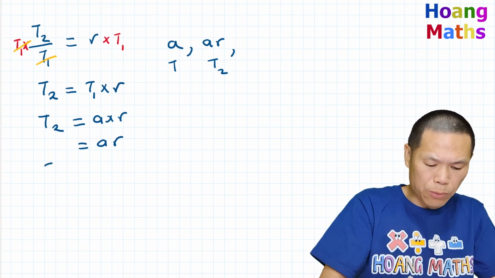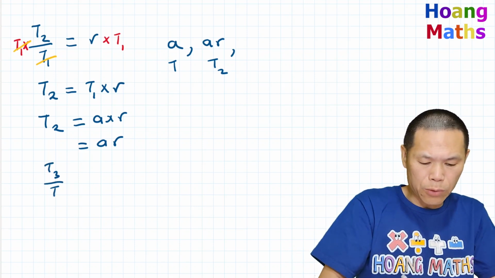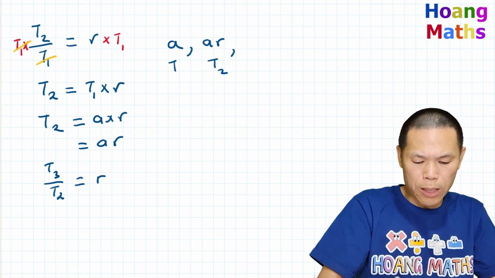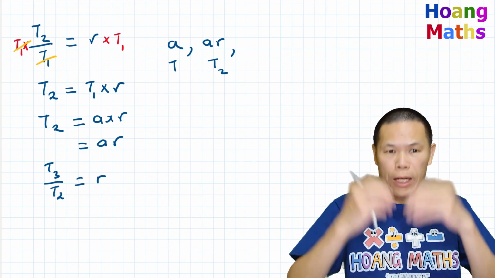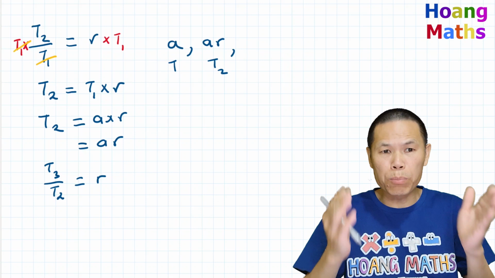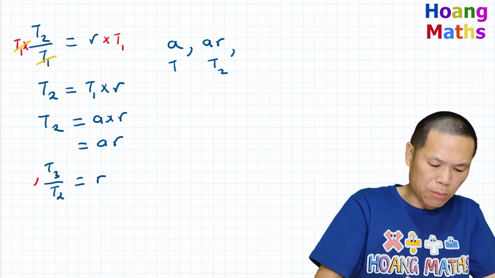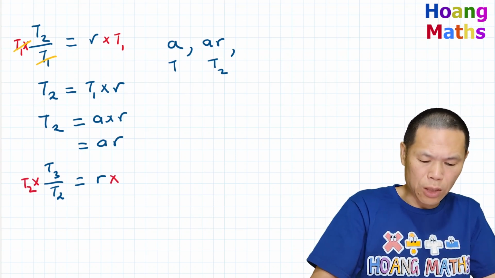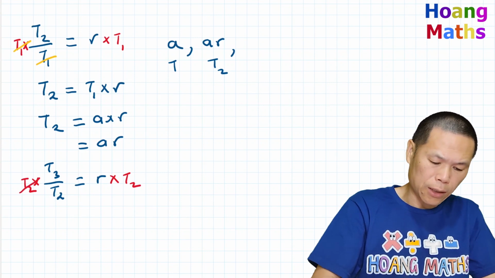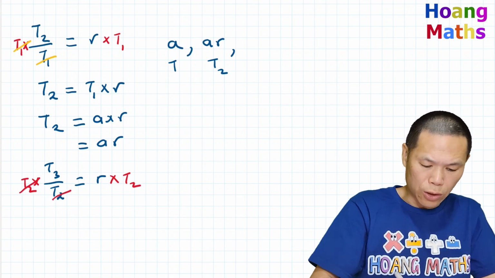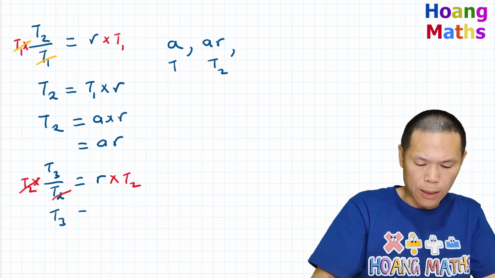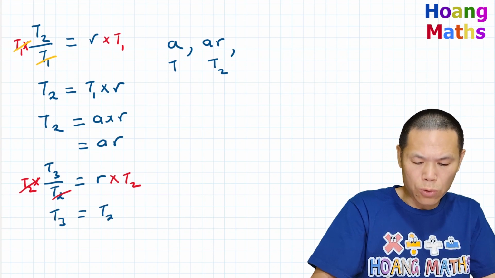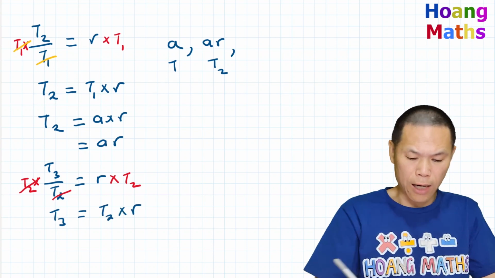Now, again, we can also find the common ratio by using term 3 over term 2. So we can use term 3 divided by term 2. That also gives me the common ratio. And if I times term 2 on both sides, so if I times term 2 here and I times term 2 on this side, so this cancels out. So this means that term 3 is equal to term 2 times R.